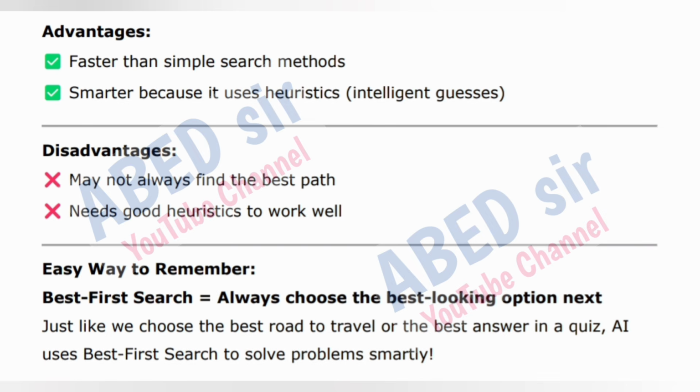to the goal. Advantages: faster than simple search methods. Smarter because it uses heuristics, intelligent guesses. Disadvantages: greedy search may not always find the best path. It needs good heuristics to work well. Easy way to remember: best first search is equal to always choose the best looking option next. Just like we choose the best road to travel or the best answer in a quiz, AI uses best first search to solve problems smartly.